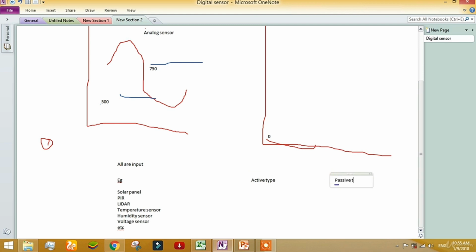In the active type, the sensors that do not require voltage or current to run them are called active sensors, such as a solar panel, because it does not require any external power source to run. While a passive sensor, you can say every sensor is another example of passive sensor. You can say a temperature sensor transistor, such as LM35, requires 5 volt input for its working, so they are called passive sensors because they are taking power.